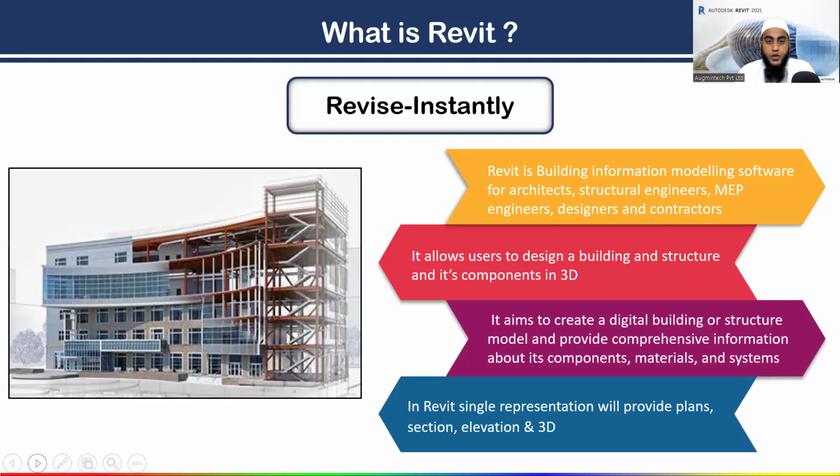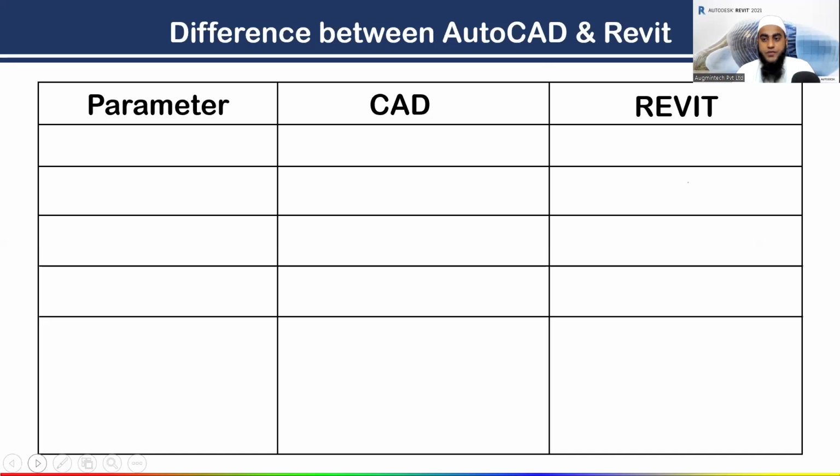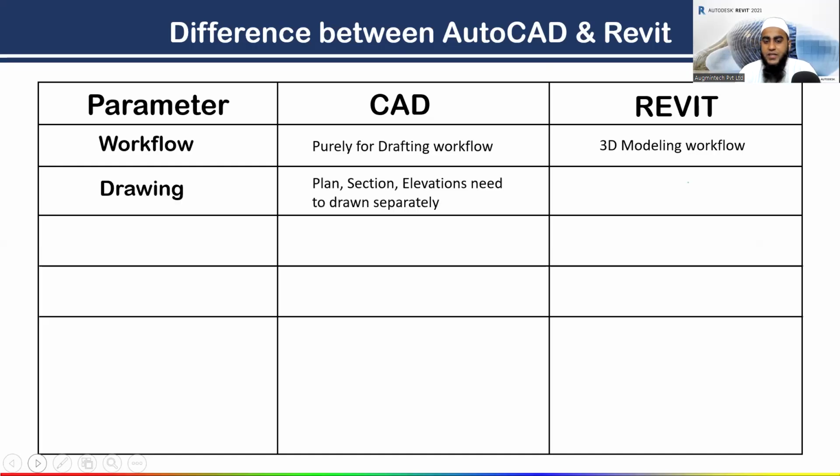Now come to the difference. First we have to discuss the main difference between AutoCAD and Revit. All of you know, if you talk about workflow, in CAD software, AutoCAD is used purely for a drafting workflow, and Revit software is used for a 3D modeling workflow. Simple.